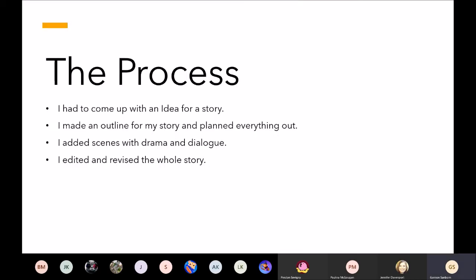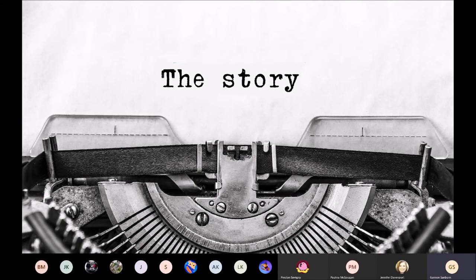The process. I had to come up with an idea for a story. I then made an outline for my story and planned everything out. I added scenes with drama and dialogue, and then I edited and revised the whole story. The story is about a boy named Alex and his friends, Max and Jenny, living in a future dystopian world where a plague has turned human beings into infected zombies.